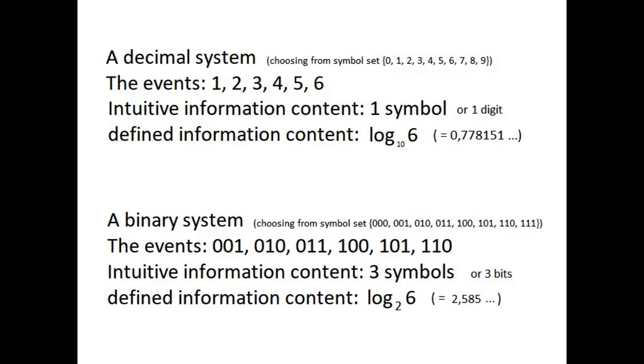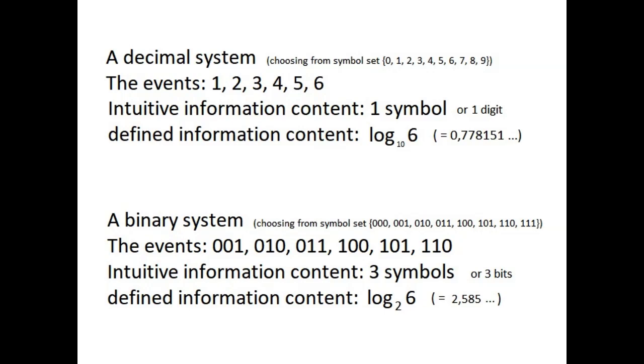Let's discuss our decimal system and the binary system in this example. In the decimal system, we need at most one symbol or digit to describe 6 events. The events are 1, 2, 3, 4, 5 and 6. All are one digit from a total of 10 possible digits: 0, 1, 2, 3, 4, 5, 6, 7, 8 and 9.